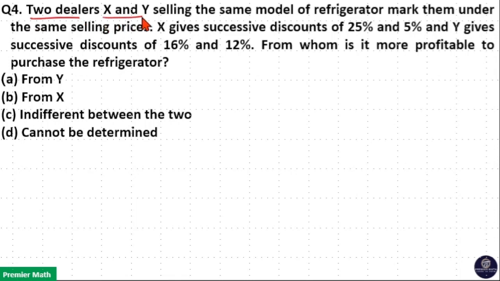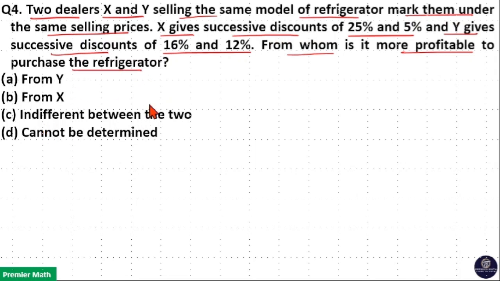Two dealers X and Y selling the same model of refrigerator, mark them under same selling price. X gives a successive discount of 25% and 5% and Y gives successive discount of 16% and 12%. From whom is it more profitable to purchase the refrigerator? Here selling price is same. So just find the net discount. Here successive discount of 2 means just use the net discount formula, which is equal to A plus B plus AB by 100. Now find the net discount for X and Y.